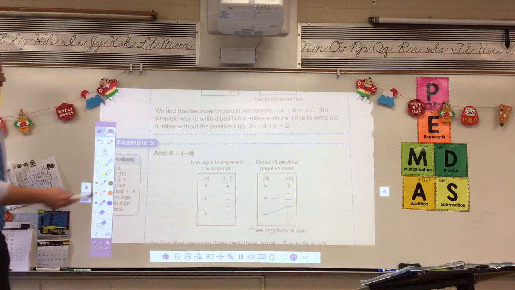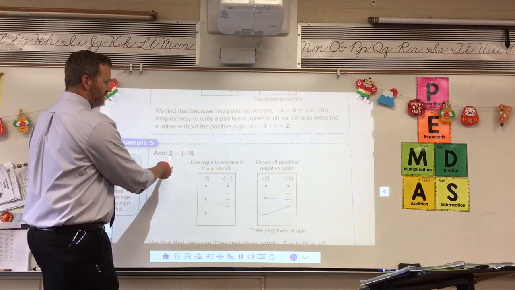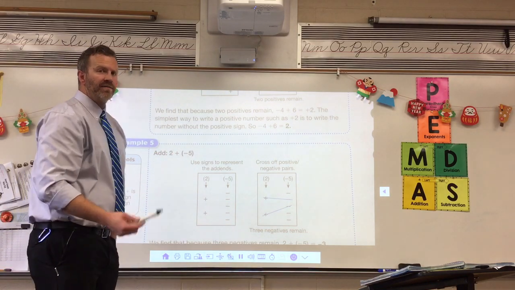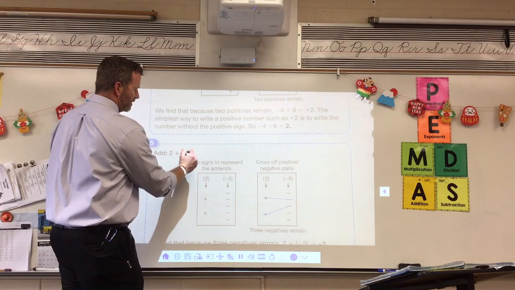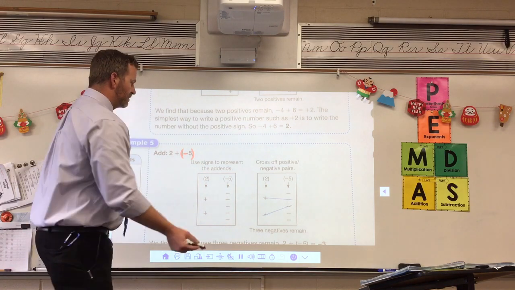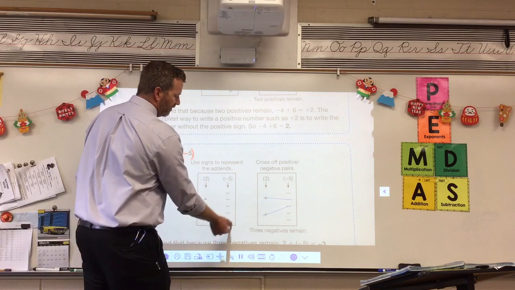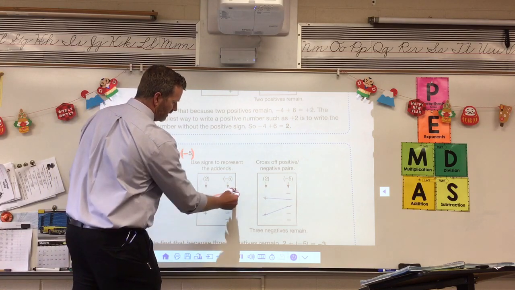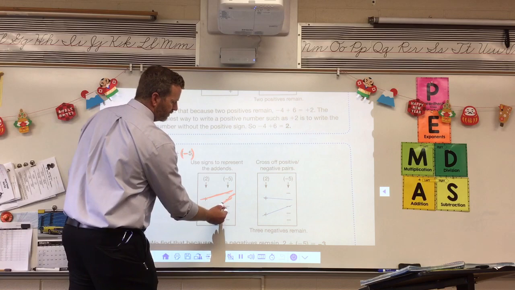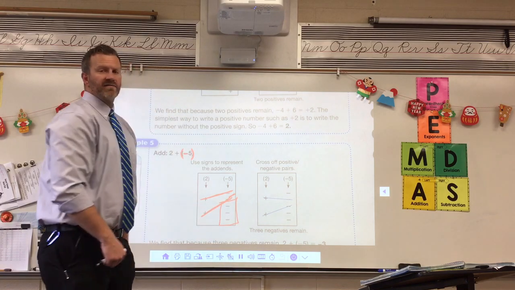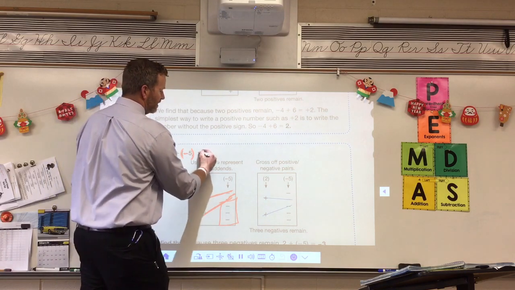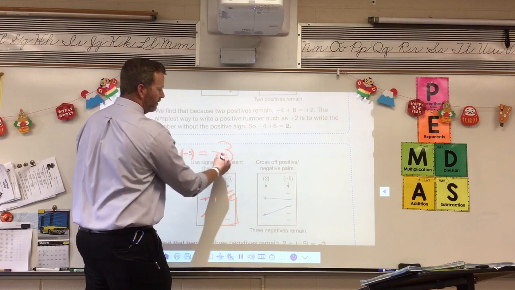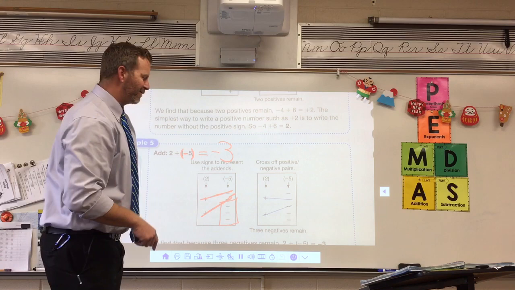All right, this time we have a positive 2, so we got 2 plus a negative 5. Notice they put it in parentheses so that we know that that is a negative 5 right there. So we draw it out. We got 2 plus signs, 5 negatives. Now we're going to cross off what we got. Oh, we got 3 negatives left over. So that answer, 2 plus a negative 5, is going to be a negative, you guessed it, a negative 3.